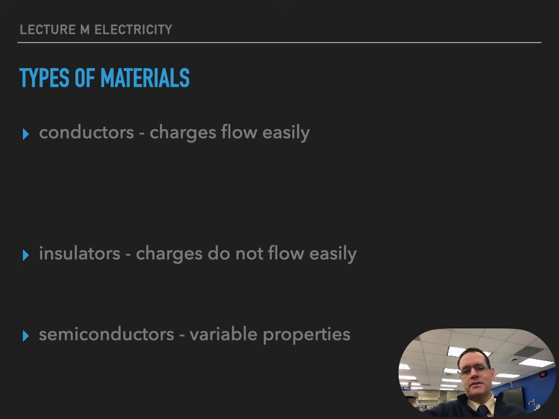Now, semiconductors are rather interesting. Examples include silicon and germanium. These are metalloids that touch the staircase of the periodic table. And they have properties that sometimes conduct and sometimes insulate. They are used in computer chips, solar cells, and cell phones.